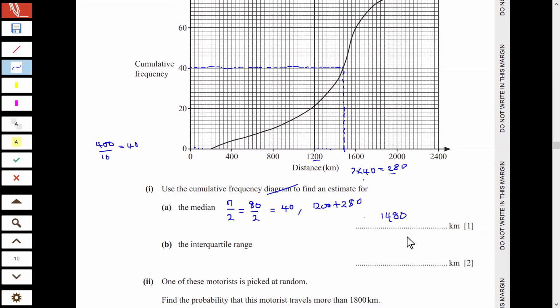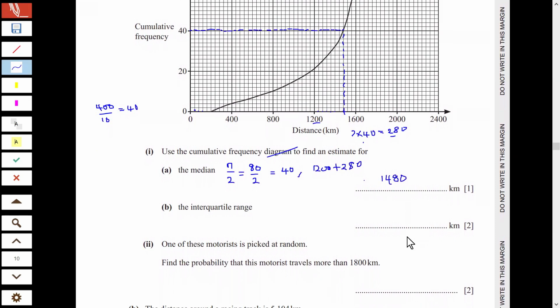Now the interquartile range. Just a quick correction here, 1,200. The interquartile range can be found by the formula Q3, the upper quartile, minus Q1, the lower quartile. Q3 is given by the formula 3n over 4, and Q1 is given by the formula n over 4.